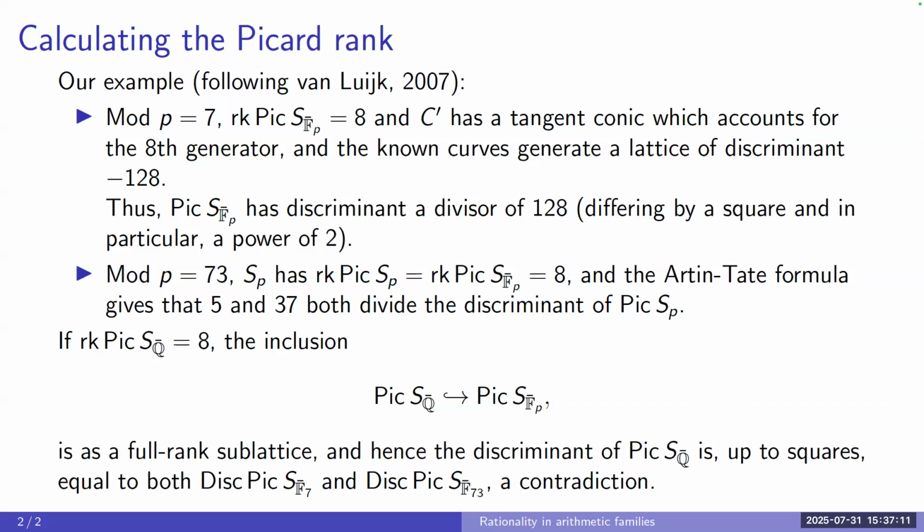Okay, and so then the contradiction here is that if I had geometric Picard rank 8 over Q, then this inclusion would be as a full rank sublattice. And so the discriminant over Q bar would have to, up to squares, be equal to both of the discriminants, mod 7 and 73, and that just can't happen. So, great. 5 and 37 divide to an odd power. Yes, thank you. Exactly 5 and 37 to the first power divide the discriminant, actually. Thanks, I should have said, up to squares.